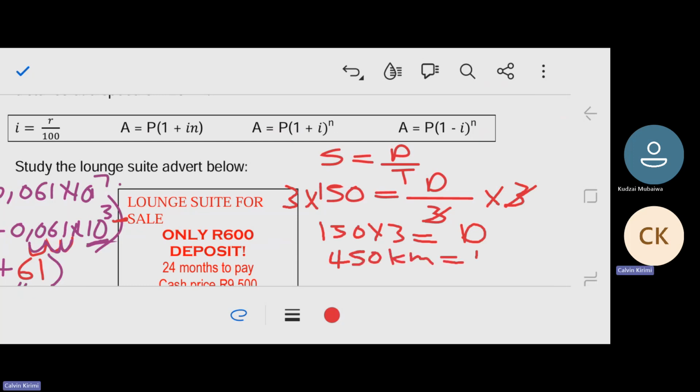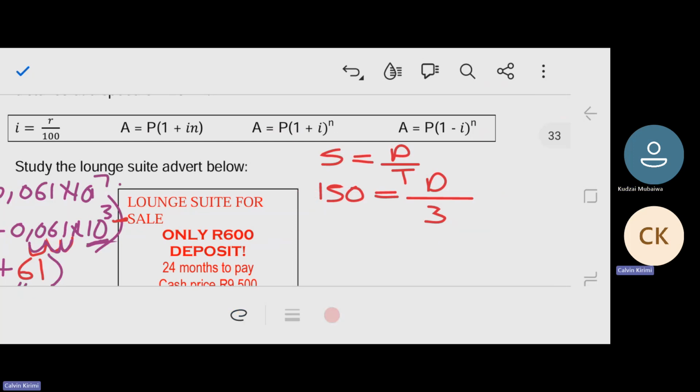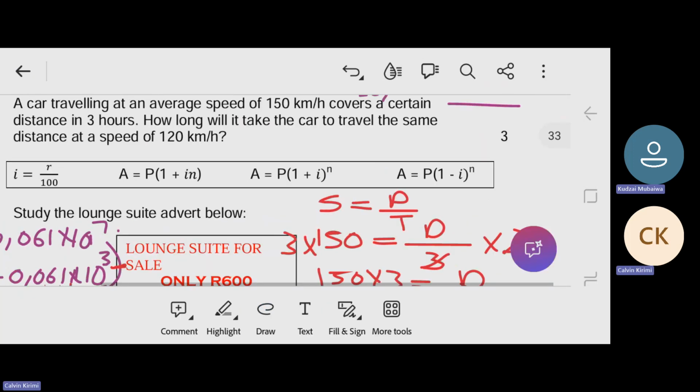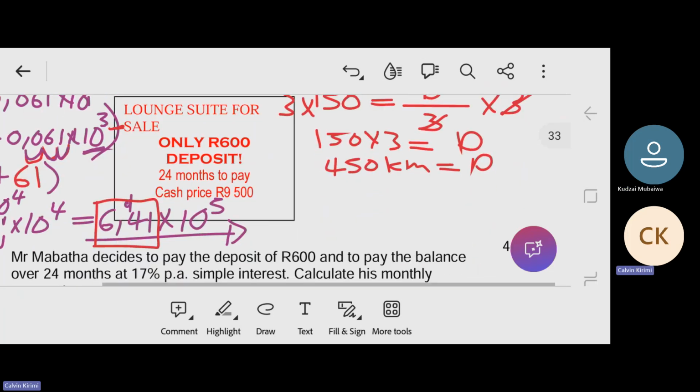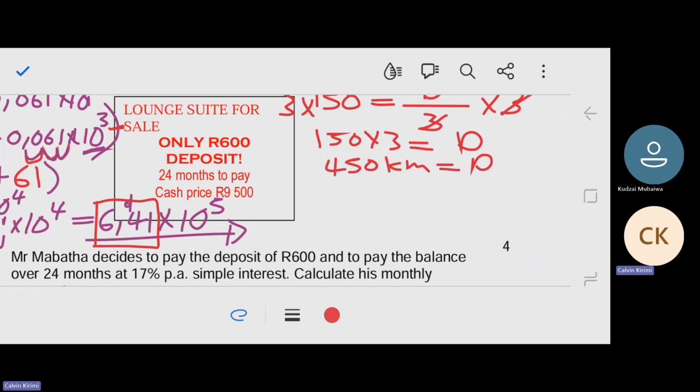That equals your distance. Then the question now is asking, how long will it take a car to travel the same distance at a speed of how much? 120. Yeah. So now we have the same distance and we have the speed. Use the same formula. Speed is equals to distance over your time. Your speed now is 120. Your distance is the same, 450.